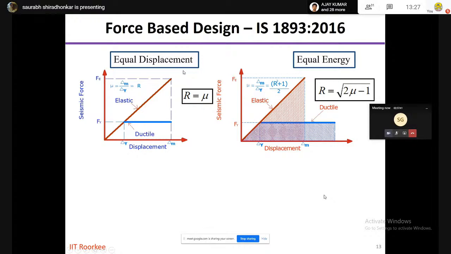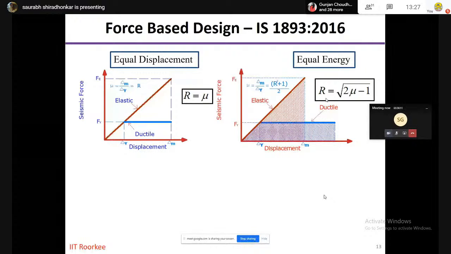However, for shorter period buildings, we use the equal energy principle, in which we say that the energy imparted by an earthquake for an elastic structure has to be equal to the energy dissipated by a structure through inelastic displacement. So naturally, the R factor used for structures with lower time period is lesser than for structures with larger time period. That is how we figure out the value of the response reduction factor.